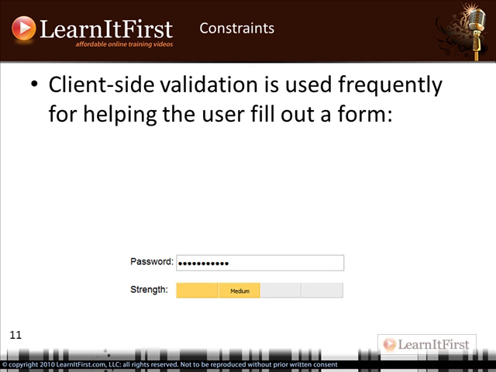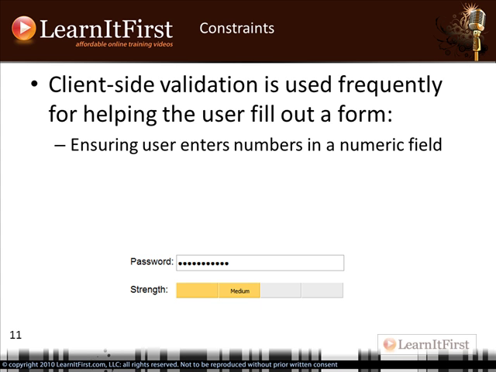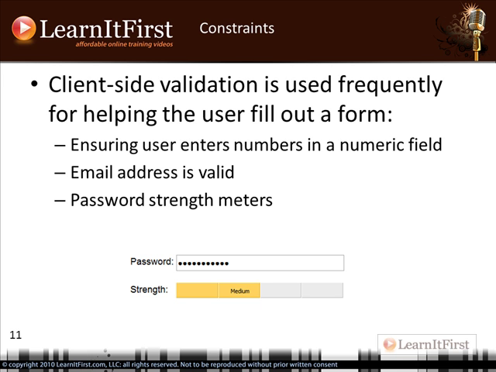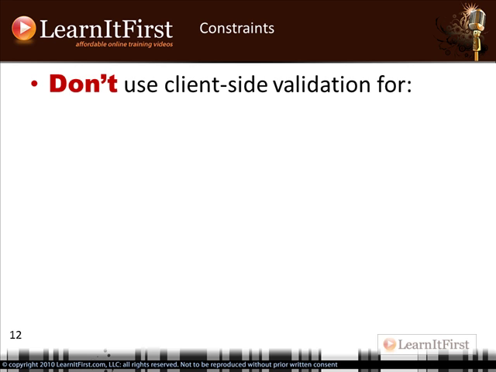Now, you're used to this client-side validation all the time, right? We use this as front-end developers when we're helping people fill out forms, making sure people use numbers in a number field. I've seen people use JavaScript to prevent anything except for a number being entered. Making sure an email address fits a certain regular expression pattern. Password strength meters, where as you start typing your password, it shows you red or green for weak or strong or whatnot. Okay? That's a perfect use of client-side validation.